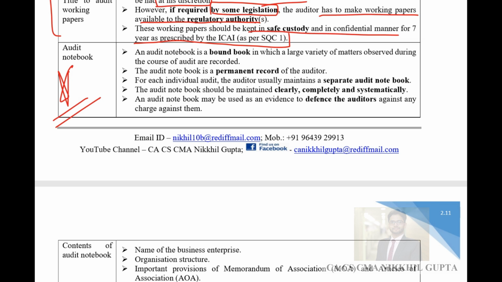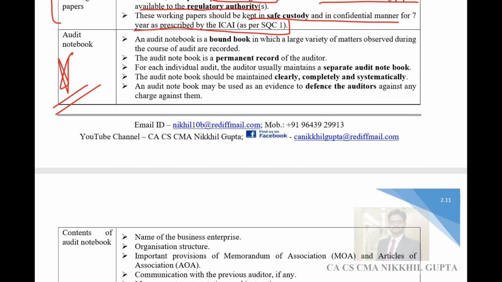just like you prepare a register for your costing, for your income tax, a separate register for every subject. So that whatever teacher is teaching in the class, you quickly note down everything in the class. So those practices are also used in audit. Whatever is being said by the client which is not given in writing, all those things are to be written in the audit notebook so that tomorrow audit notebook can be used as an evidence or can be referred to as an information provider. So an audit notebook is a bound book in which a large variety of matters observed during the course of audit are recorded.